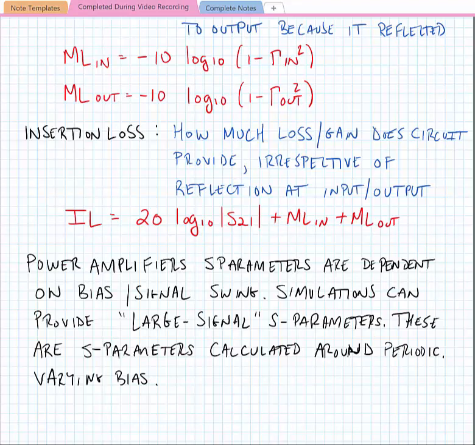And finally, it's important to note that power amplifiers are dependent on both their bias level and their signal swing. And these network parameters that we've just discussed are called small signal parameters. We can do simulations that provide large signal S parameters where the S parameters are calculated around a periodic time varying bias point. But we do have to be careful when we start to use S parameters on devices that have large signal swings like power amplifiers, because they do diverge at large signal swing from what they would be at small signal swing.